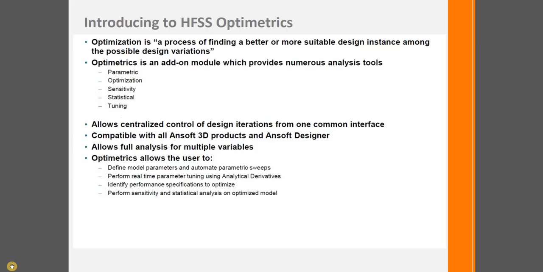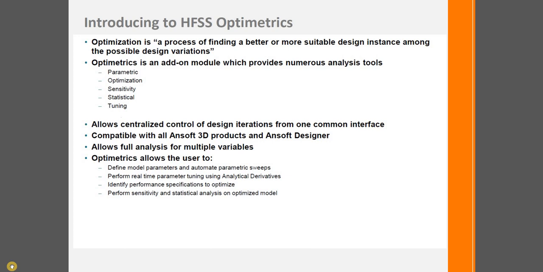Now let's move on to introducing the HFSS Optimetrics. Optimization is a process of finding the better or the best design solution, or a suitable one, among the possible design variations. There are lots of variations and design parameters, and optimization helps us to find the better or the best one in our design.